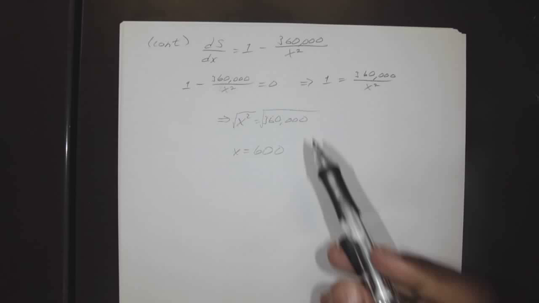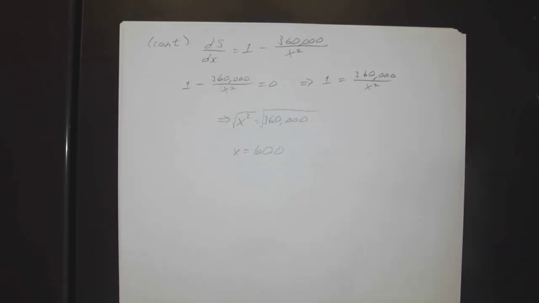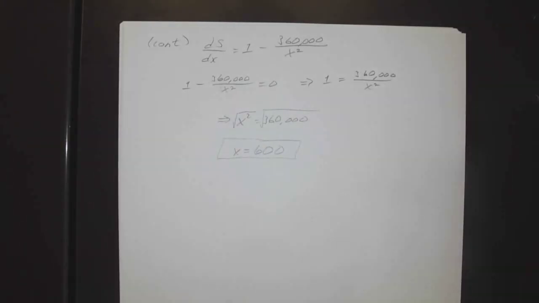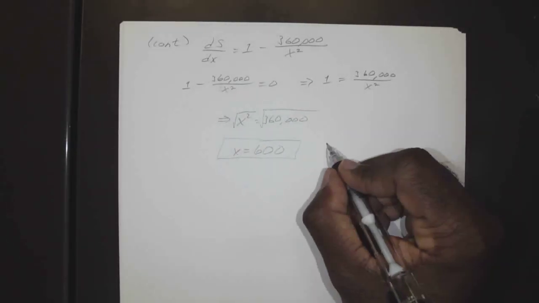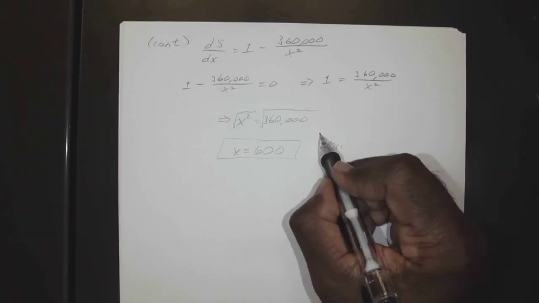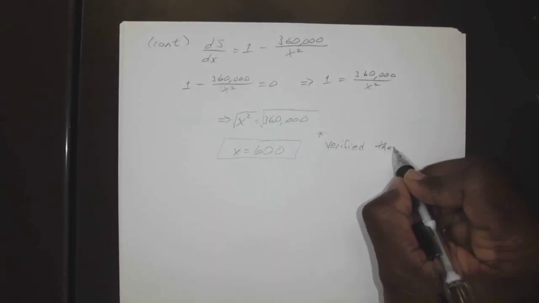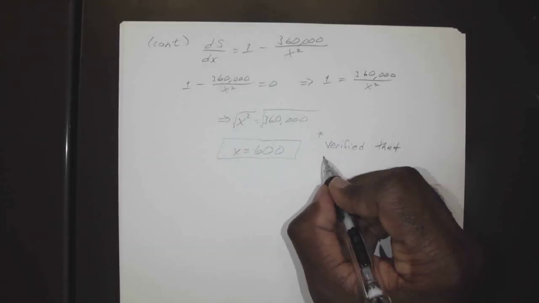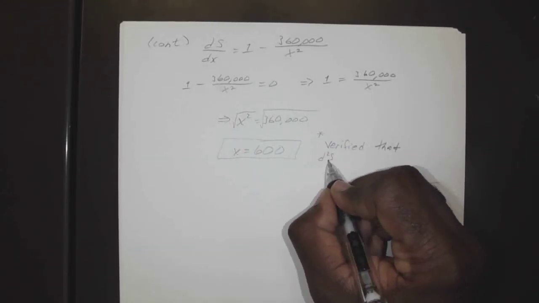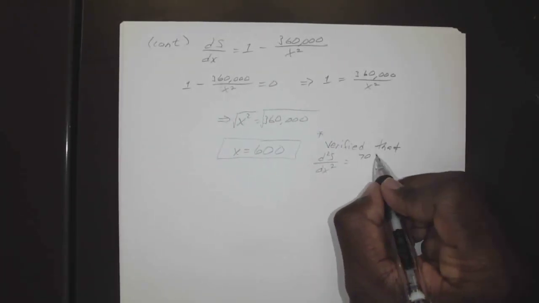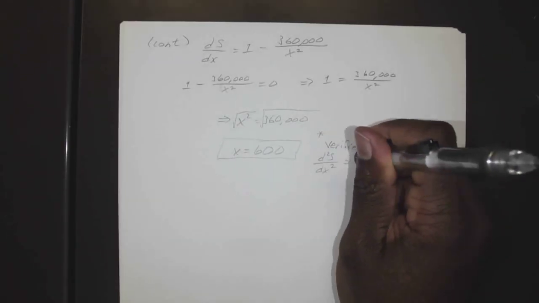Okay. And if we actually calculated the second derivative, we'll see that it was greater than 0, so it's concave up, so we know that this will be the minimum. All right. So we know that's our critical point. This is just a little extra. Verify that. The second derivative of s is actually 720,000 over x cubed.